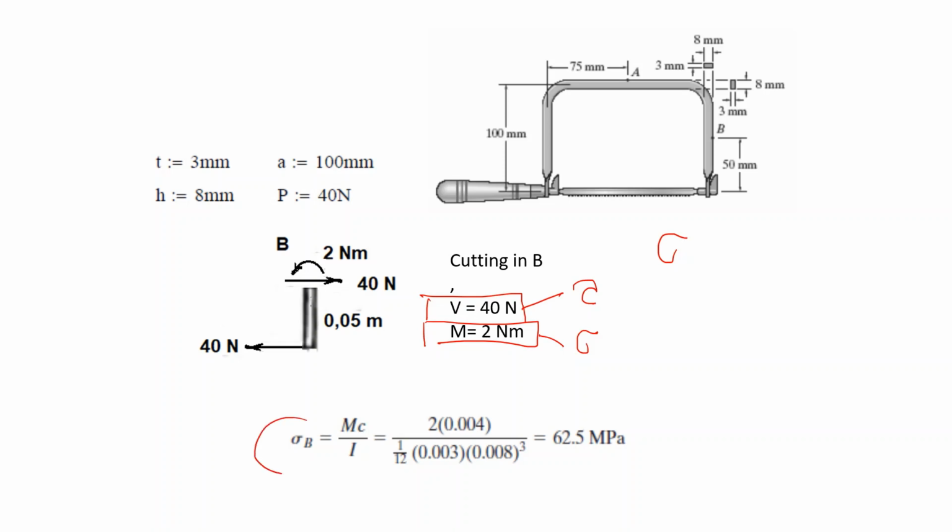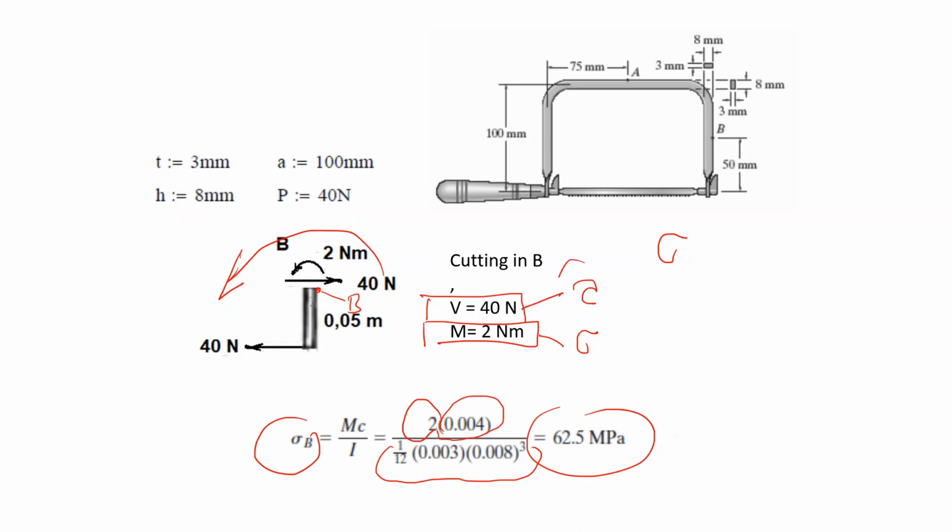For the normal stress, when you bend like this and you consider the point B, you will have a tensile stress: bending moment, the distance to neutral axis, and moment of inertia. Your sigma in B is 62.5. Now, what about the shear?